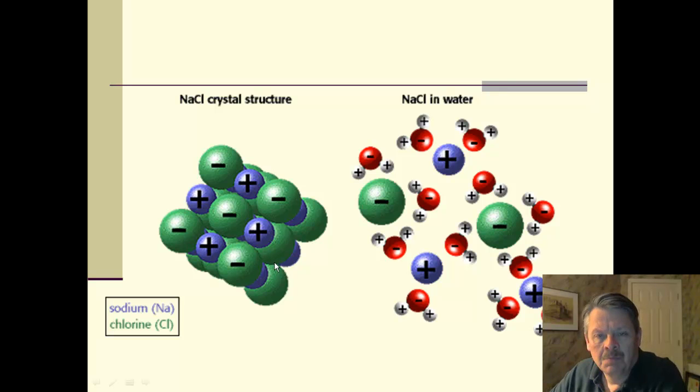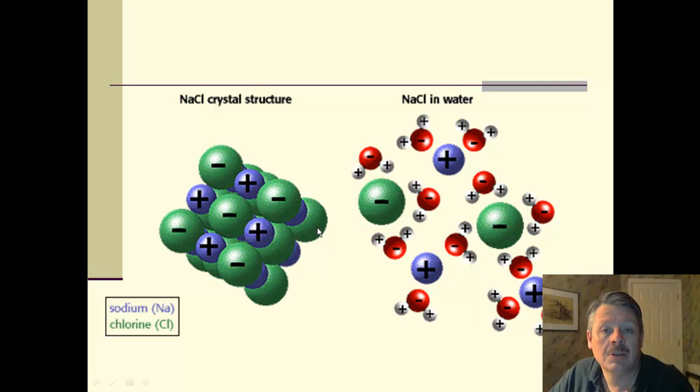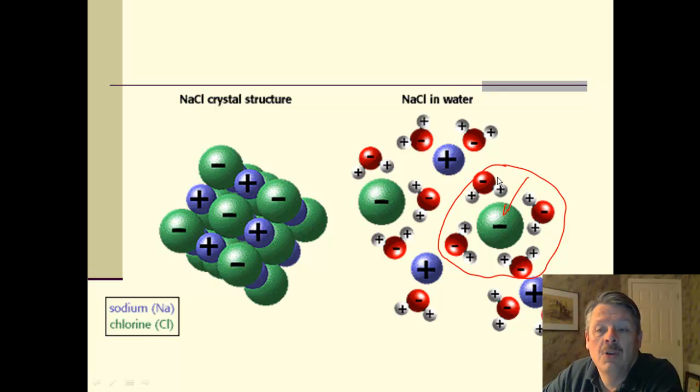Well, when water's trying to freeze, all of these things have to line up just like this. What happens if you throw some salt in amongst the water freezing? Well, if you remember, over here is chlorine, and I'm going to line up all of these water molecules around chlorine, because chlorine is very negative. It's more negative than the oxygen is. So they get very attracted to the chlorine. So what does that mean? Well, that means it can't freeze.